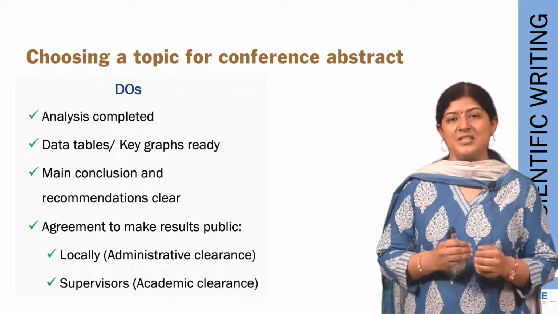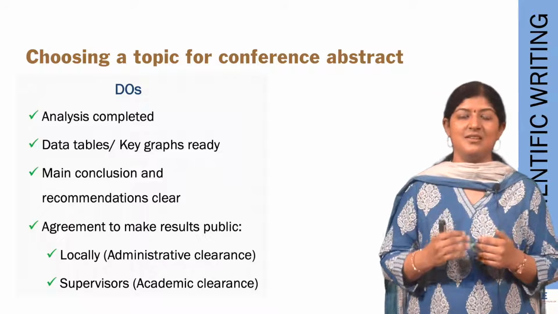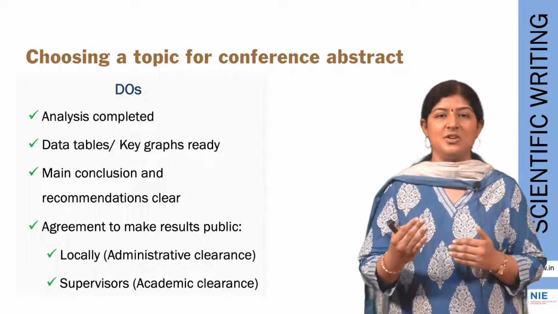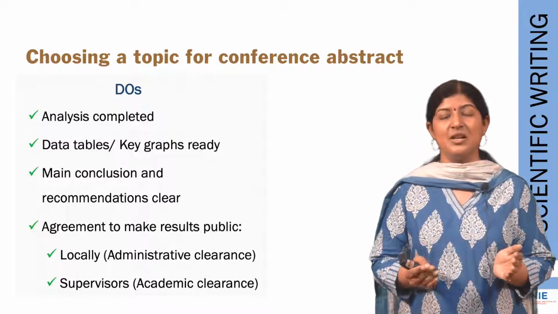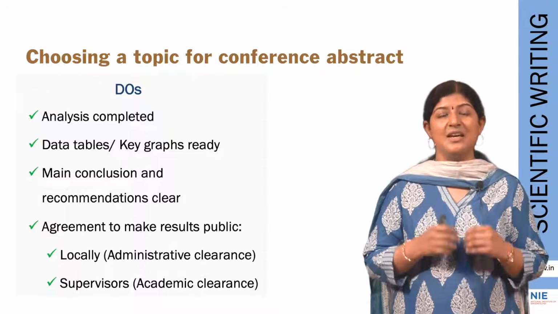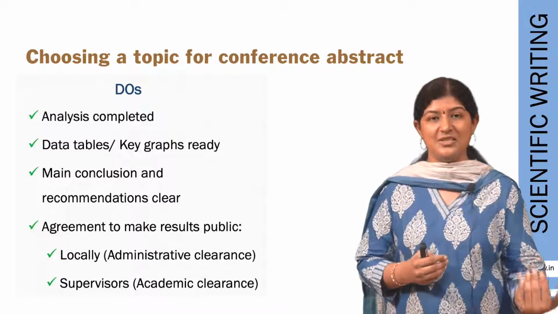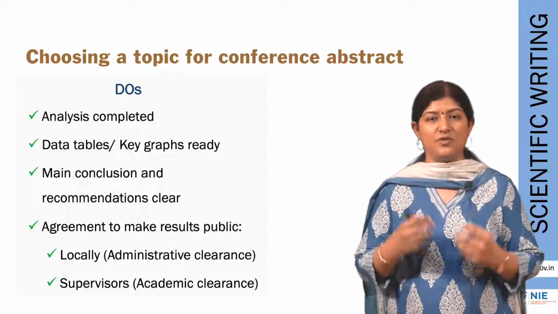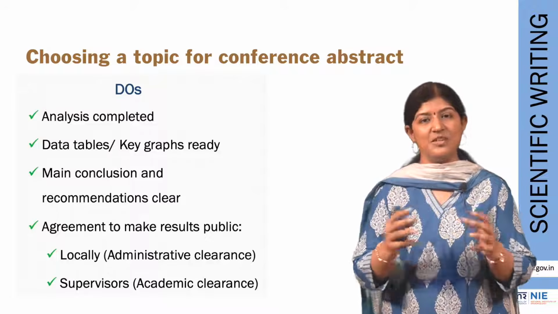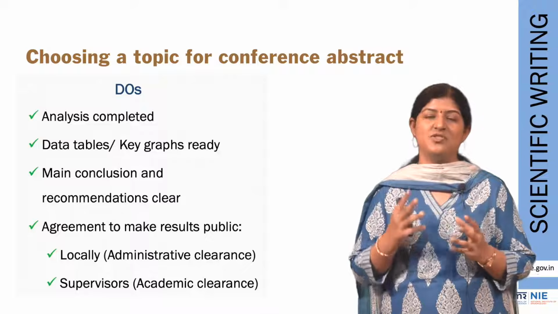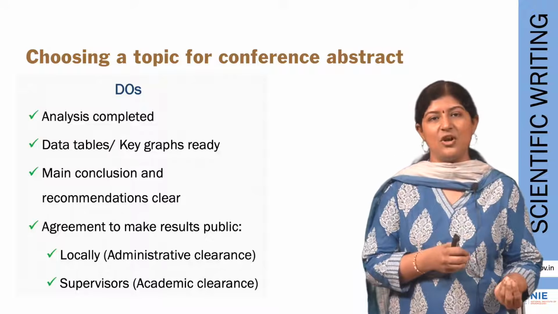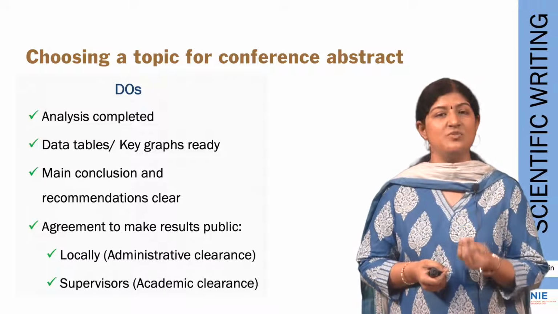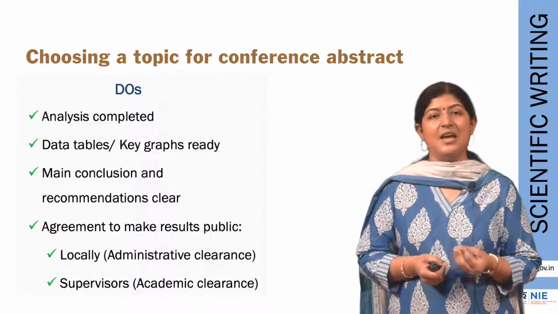It is a good practice for you to always take the administrative clearance from the reporting authorities within your institution, and also to take academic clearance, be it from your thesis supervisors or from the other contributors of your research work, so that everybody is on board and knows that such an abstract is being written up either for a conference or for a manuscript. So before you submit your abstract to the conference, you need to take all these clearances and only then submit your abstract.